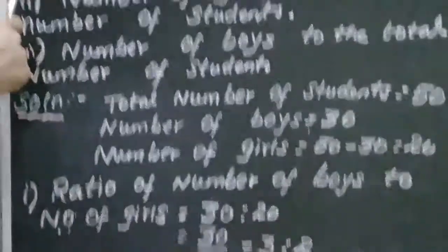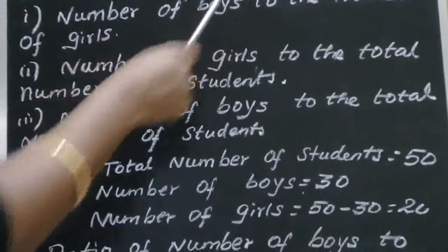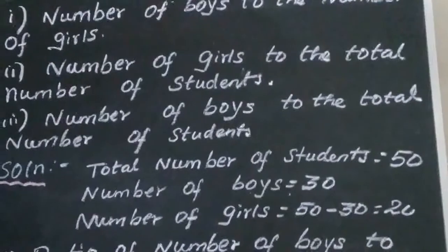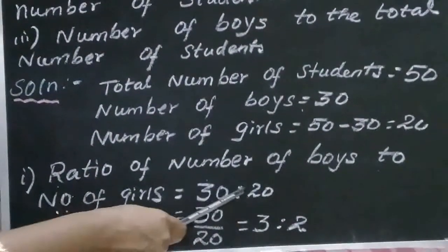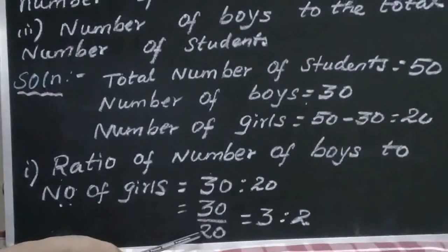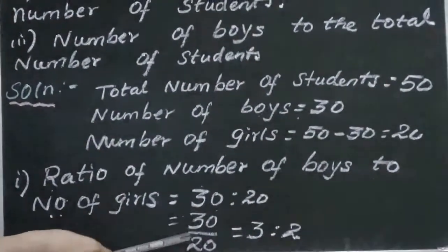The first subdivision, number of boys to the number of girls. Find the ratio of number of boys to the number of girls. That is, number of boys, total strength is 30. 30 is to 20. The fraction format is 30 divided by 20. 0, 0 cancel. The ratio format is 3:2.